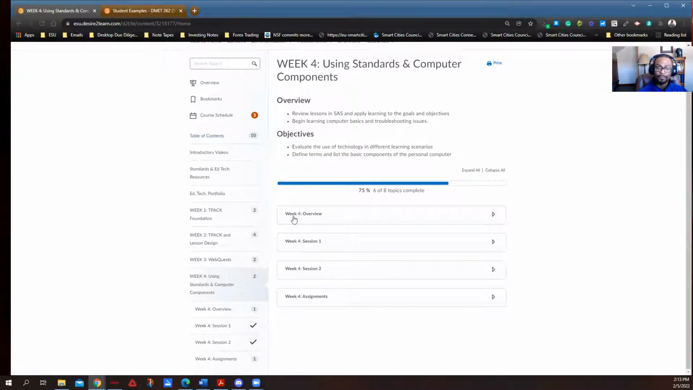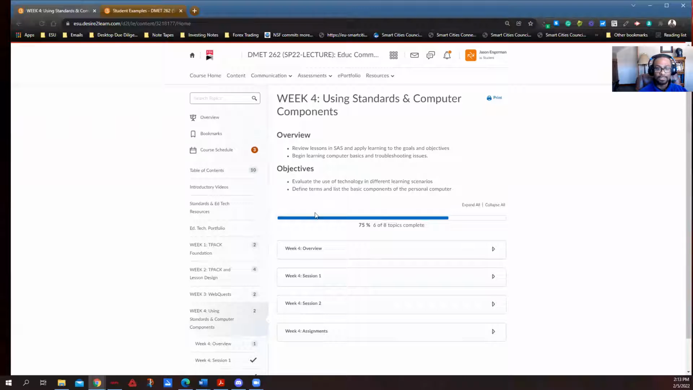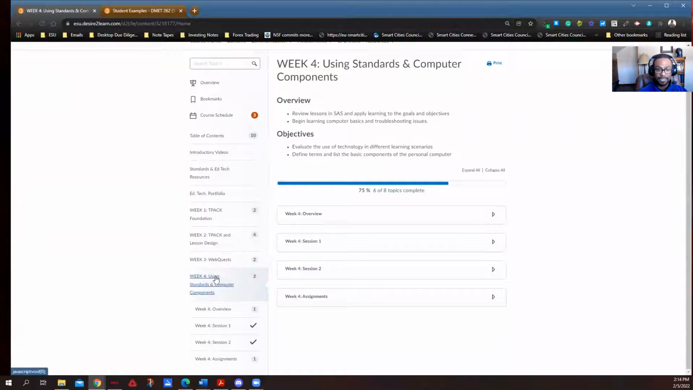We're in week 4. I've got the week 4 folder set up, and I'm also seeing it the way that you would see it. Normally I'd probably show you how I see things on the back end, but I'm going to see this the way that you guys see it. This is week 4. We got an overview, session 1, session 2, and then we walk through the assignments, which we know is the web quest. Okay, I'll give you a little bit of details about that.